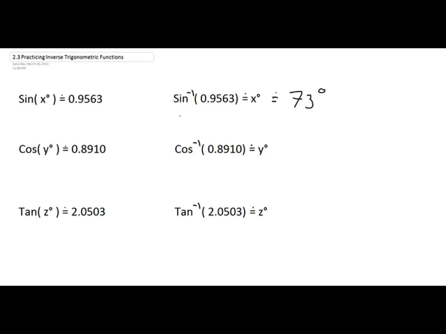Okay, so we've got the work shown here. So now what we get is the inverse cos of 0.8910 is approximately y, and the inverse tan of 2.0503 is approximately z. So when we punch these into our calculator now, what values are we going to get? Well, for y, we get approximately 27 degrees, and for z, we get approximately 64 degrees.